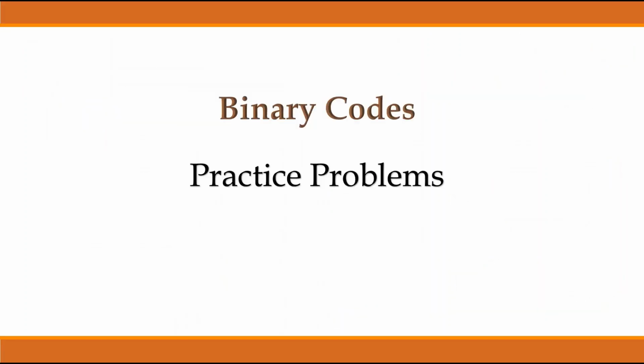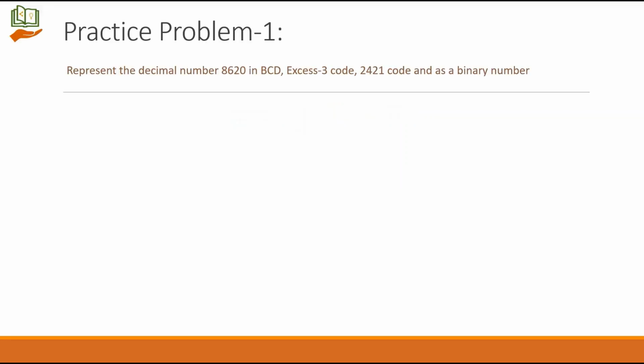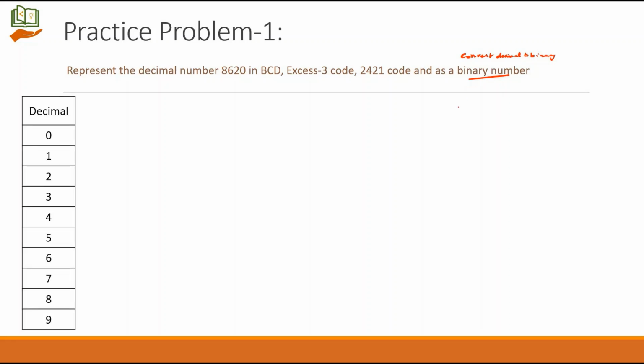Now we have practice problems in binary codes. The first problem: represent the decimal number 8620 in BCD, XS3 code, 2421 code and as a binary number. What is binary number? They are asking you to convert decimal to binary. This is binary number. So let's start.